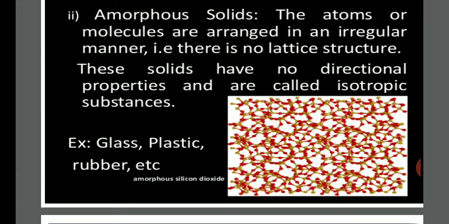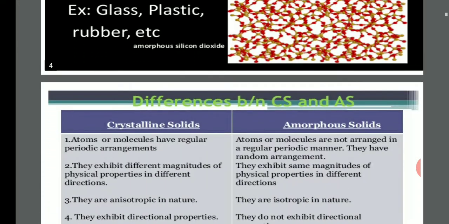Second, we are going to discuss amorphous solids. Amorphous solids means atoms or molecules are arranged in an irregular manner. There is no lattice structure, and these solids have no directional properties and are called isotropic substances. Examples: glass, plastic, rubber, etc.